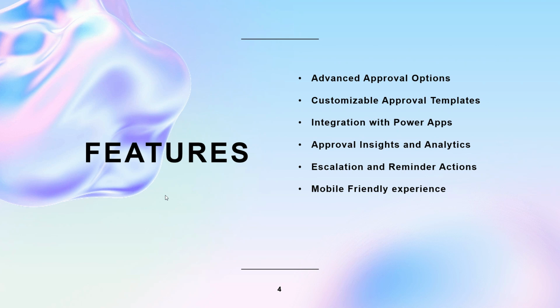The fourth feature is approval insights and analytics. Approval kit comes with built-in analytics and reporting monitor. And the fifth feature is escalations and reminder actions. In approval kit, you can easily set up escalations and reminder actions to ensure timely approval. If the approval is pending for too long, this will help send reminders, or you can also escalate it to the next level. Escalations and reminders can easily be done by using the approval kit.